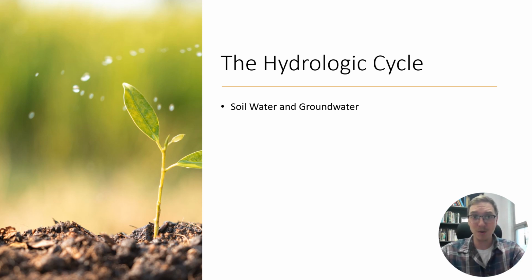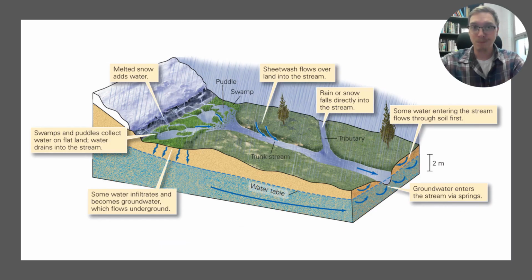So the lecture is mostly going to focus on the hydrologic cycle, really soil water and groundwater. We can look at it as an example like this little diagram right here. We have a bunch of different places that water is coming in. This is a little bit specific, right? We've got a glacier on the left side of the image there.